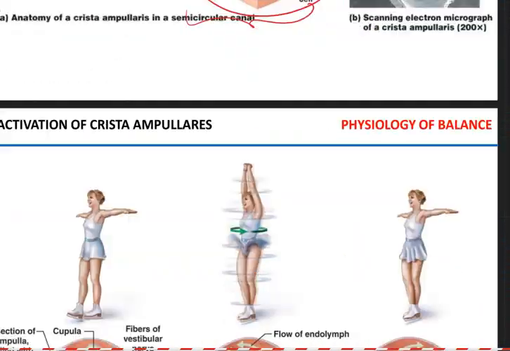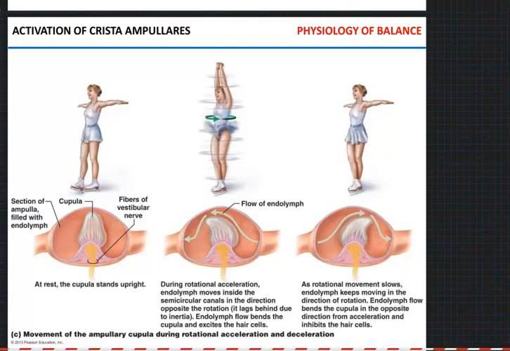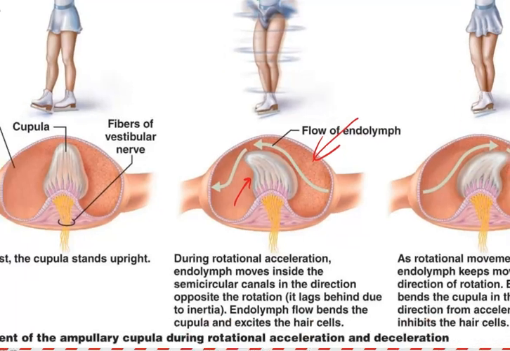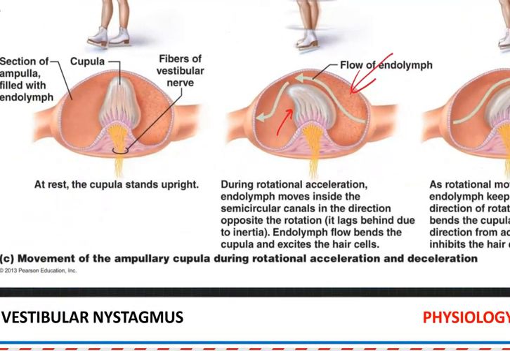So what's going to happen when you start rotating? The fluid, the endolymph, because you rotate, starts flowing, bending the crista ampullaris. And depending on which direction you are rotating, the frequency of action potentials can either increase or decrease. And your brain will interpret it as rotating left or rotating right.